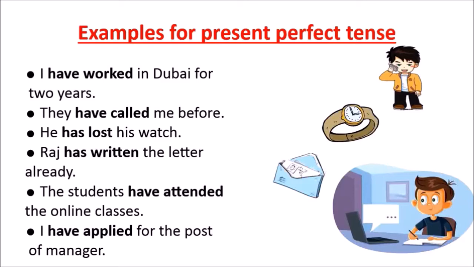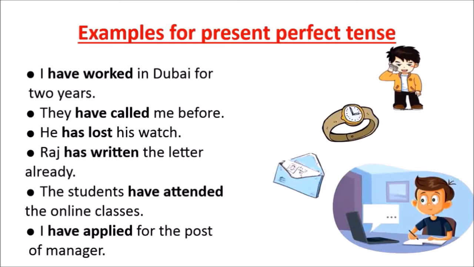He has lost his watch. So someone has lost his watch when the time is not given. So that's why it is called as indefinite. And he has lost his watch. So look at the next example. Raj has written the letter already. So already here refers to what? Already means in the what? Past. Yes, already here refers to the past. But Raj has written the letter already. So has here refers to which tense? Present perfect tense. Good. So look at the next example.